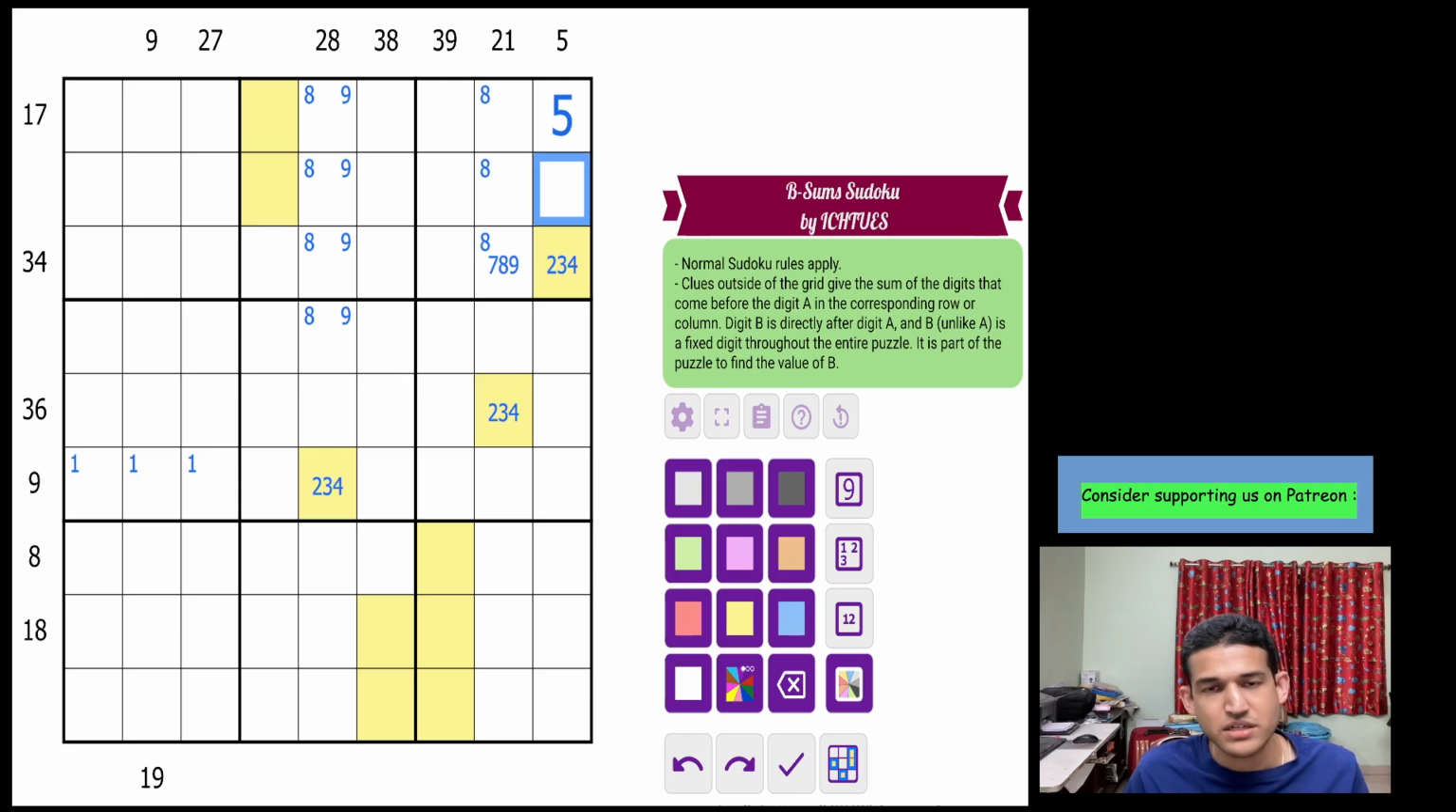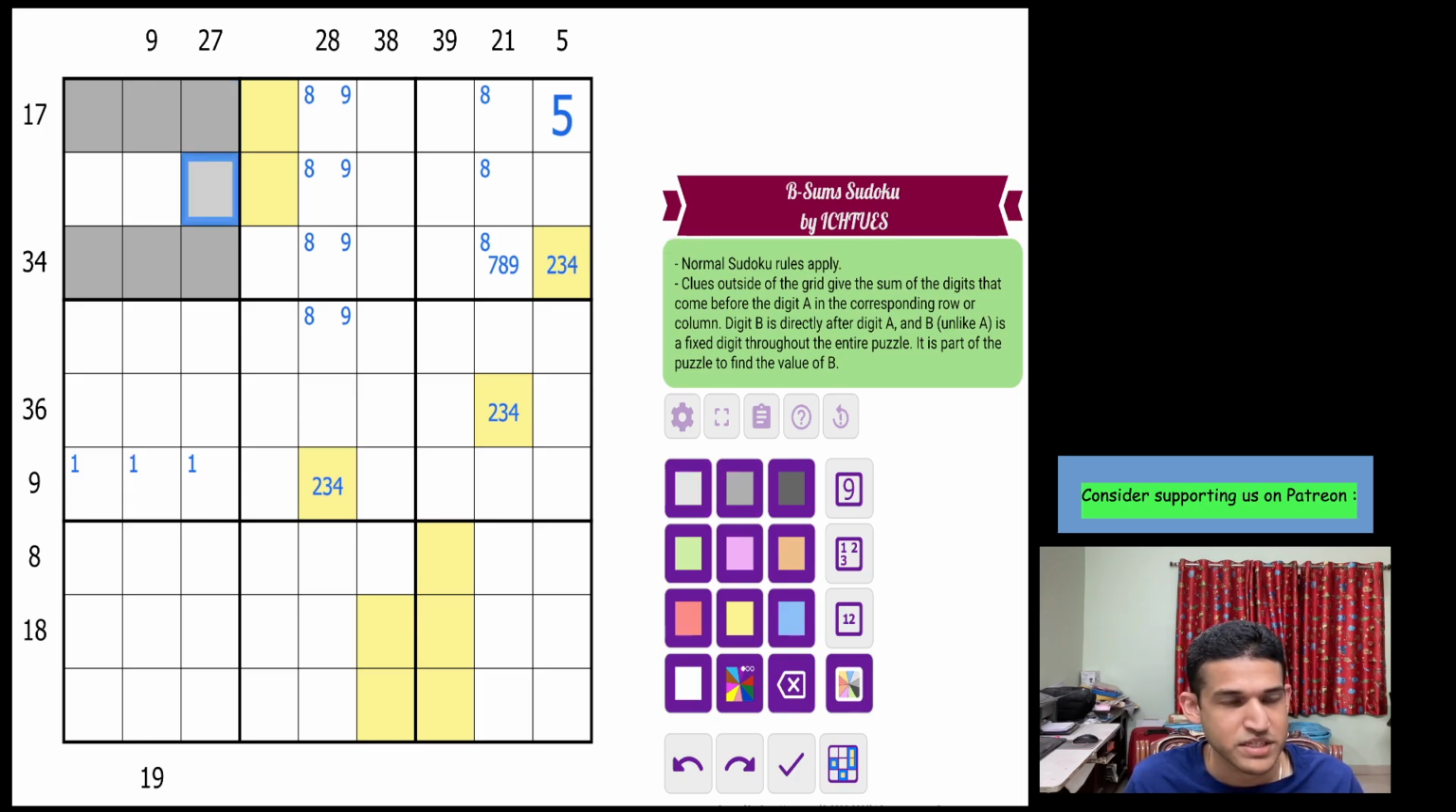So that's why I haven't marked A, but unlike A, B is fixed throughout the grid, which means we can mark the positions. Now, if you look where B goes in this box, B obviously cannot be here by Sudoku rules, and B cannot be here because you'll need at least 3 digits in front of B to make the 17. One digit will be A and 2 digits at least. So B is not anywhere here. Let's just gray them out. B is not here. B is not here because of the 27 clue, and B is also not here.